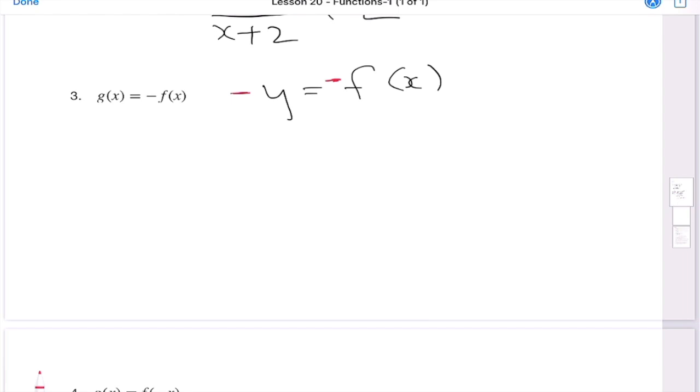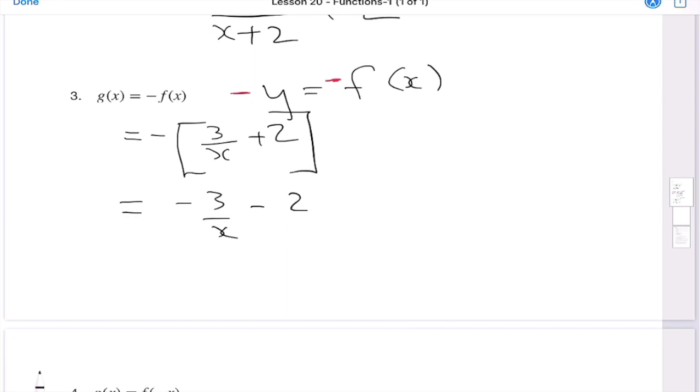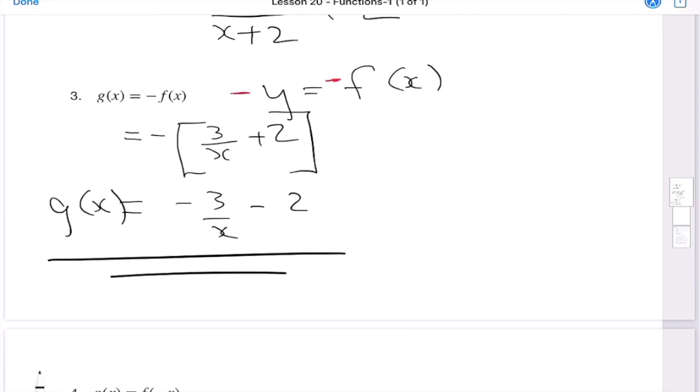So it makes sense then that to get g of x here, we just need to reflect the graph of f along the x-axis. Well, in this question, we are looking for the equation, and all we need to do is put the minus in front of f of x. Remember, f of x was 3 over x plus 2. So that is the equation. You can just simplify that to get minus 3 over x minus 2. So this is the equation of the new graph g of x.